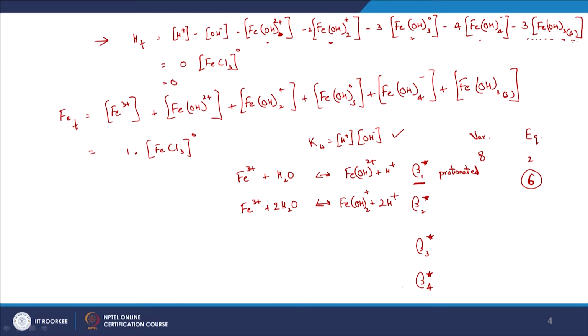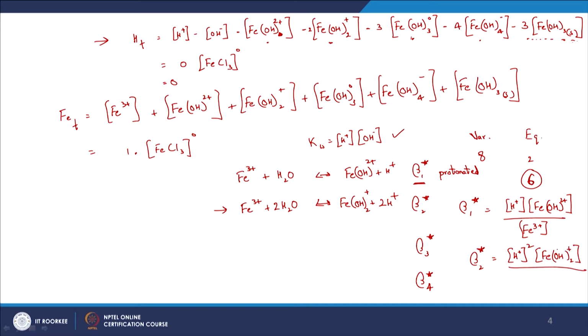So again, I am not going to list them for the other equations, but let us just write down what beta 1 star is going to be equal to. That is going to be equal to the concentration of H plus times the concentration of FeOH2+ by Fe3+. Yes, and for beta 2 star, what is it going to be here? It is going to be equal to H plus square, from this equation obviously, times FeOH2 positive charge by Fe3+. Again, in the same manner you can list it for beta 3 star and beta 4 star, but you get the picture.